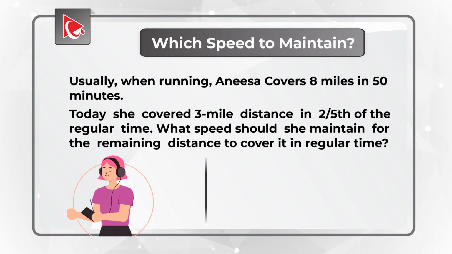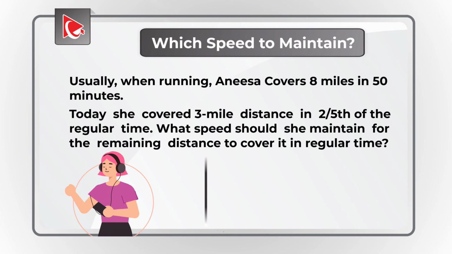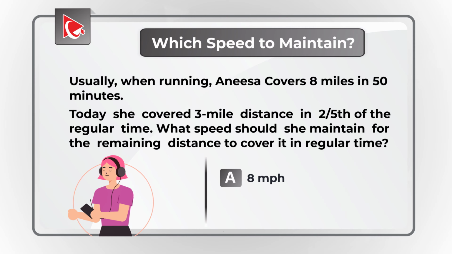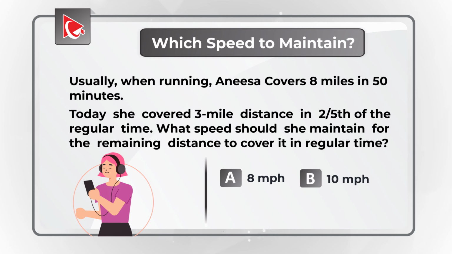And you're presented with 4 different choices to choose from. Choice A, 8 miles per hour. Choice B, 10 miles per hour. Choice C, 15 miles per hour. And then choice D, 20 miles per hour.